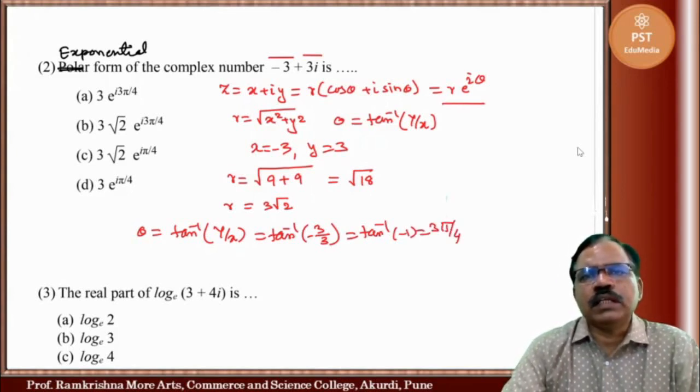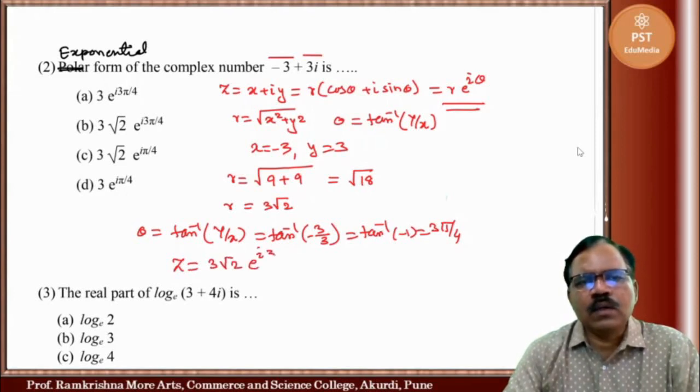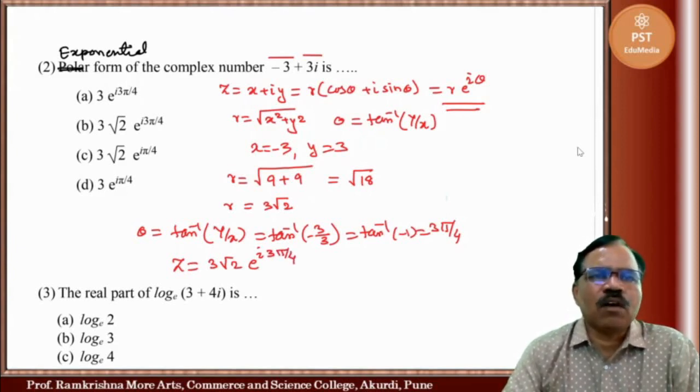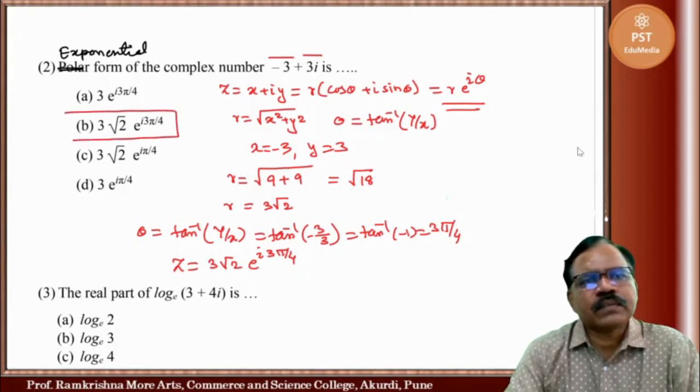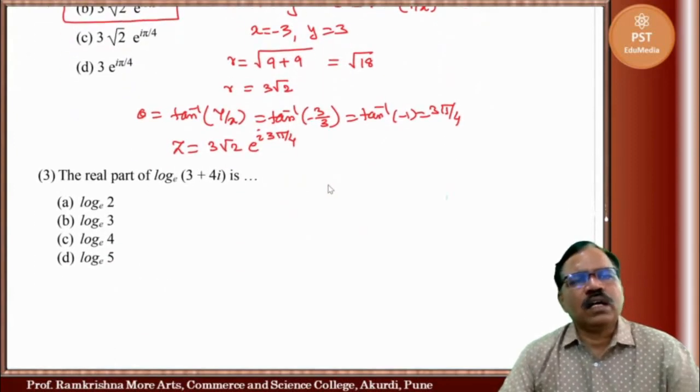Now let us use it here. So what is z? So z is equal to r, that is 3 root 2, e raised to i into 3 pi by 4. This is the exponential form. So here this second one is correct. Now we'll go to the third one.